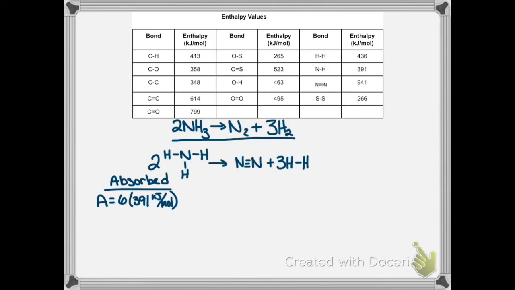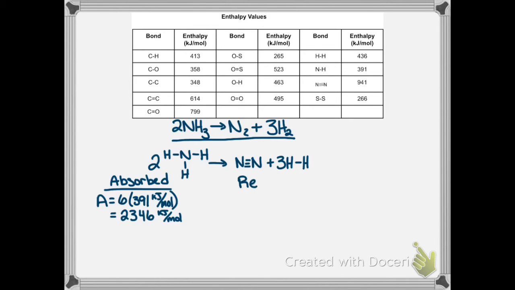So now that we know that, there are no other reactants, so no other energy is being absorbed, which means that we just multiply our value by 6 to get the absorbed value of 2,346 kilojoules per mole on that reactant side. That's the energy being absorbed.